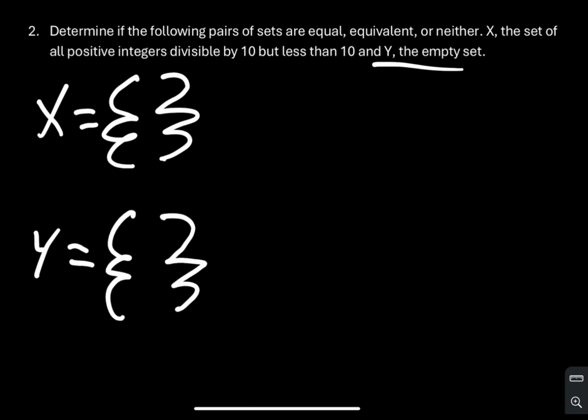So if you notice, these sets have the same amount of elements. There are no elements. And they have the same cardinal value, which is essentially how many elements are in your set. So knowing that, we can say that these sets are equal. And that's going to be your answer.